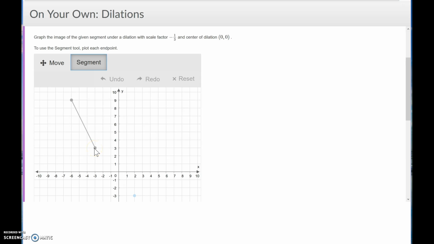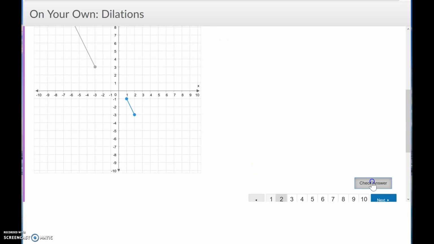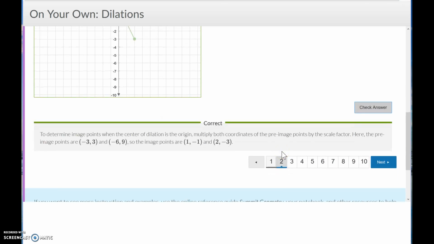Our next one is at negative 3, 3. So negative 3 divided by negative 3 is positive 1. So it moves here. And then positive 3 divided by negative 3 would give us negative 1. So that is our new line. There's our work.